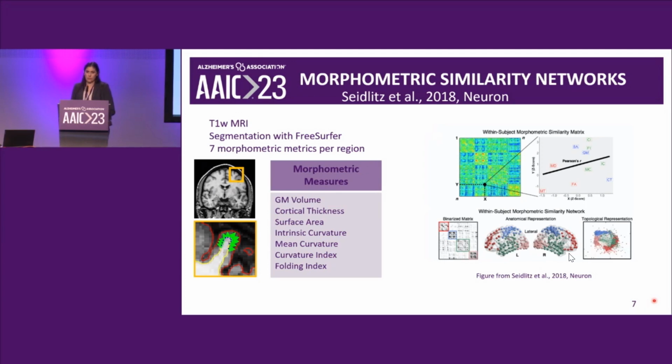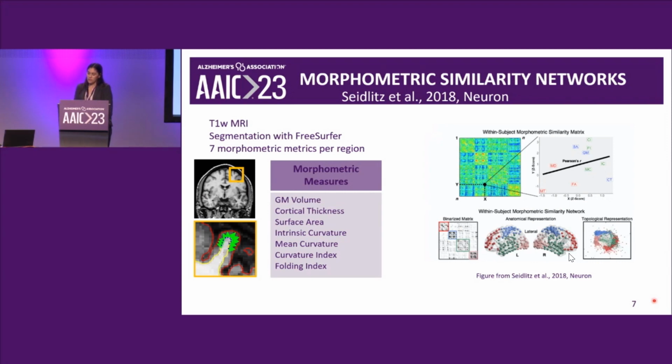So one relatively new and robust method for studying brain networks is known as morphometric similarity networks. So this method takes a T1 weighted MRI and then uses FreeSurfer to parcellate the brain into the surfaces and then into parcels. And so for each parcellated region, statistics are calculated on topological features, including grey matter measures such as cortical thickness, as well as measures of curvature and folding.